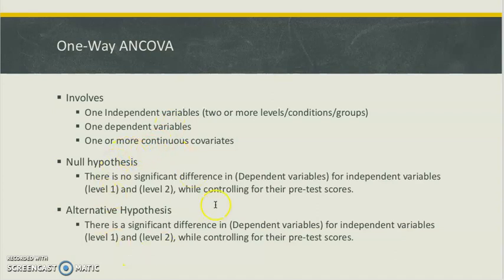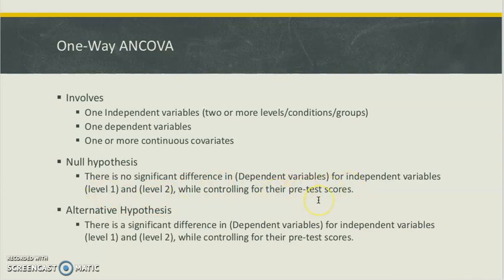So then you have to write your null hypothesis. This is the way of writing null hypothesis for ANCOVA. There is no significant difference in dependent variable for independent variable, which in this case you have two groups, level 1 and level 2, or experimental group and control group, while controlling for their pretest.